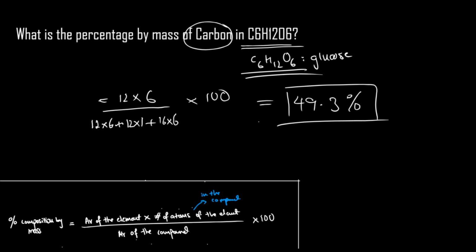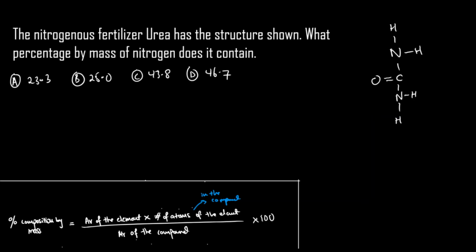Now let's move towards our last question. This will be the last question with which we will be ending today's lesson on percentage mass of an element in a compound. How do you calculate it? The question says the nitrogenous fertilizer urea has the structure shown. What percentage by mass of nitrogen does it contain?